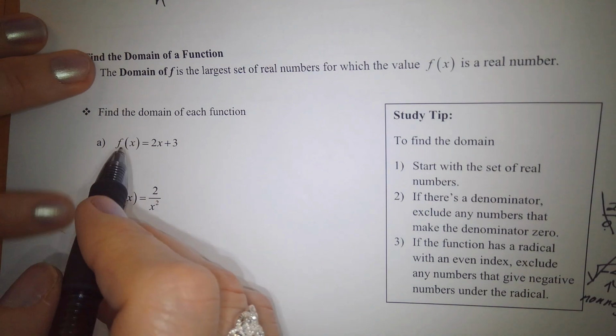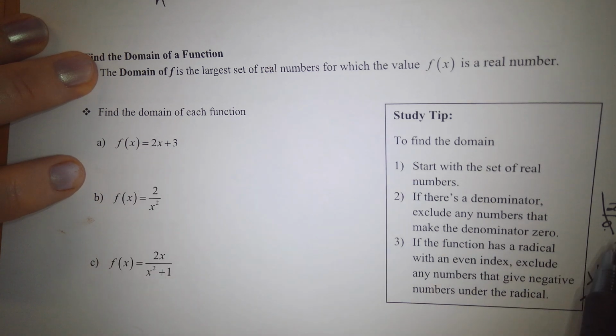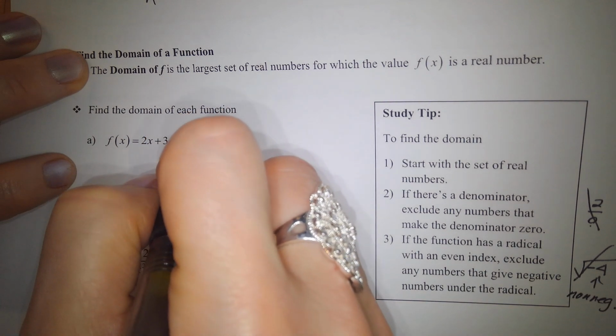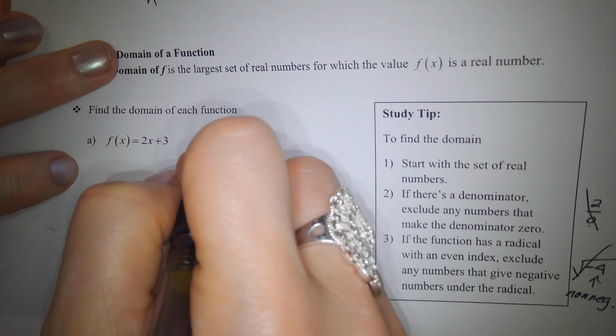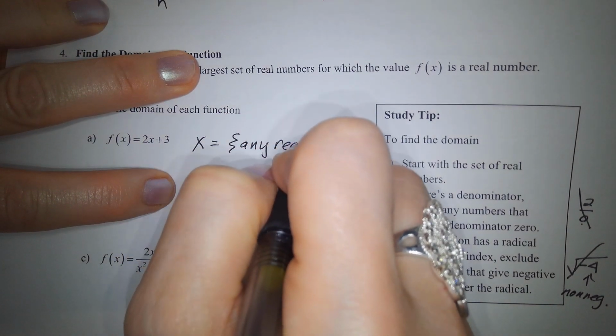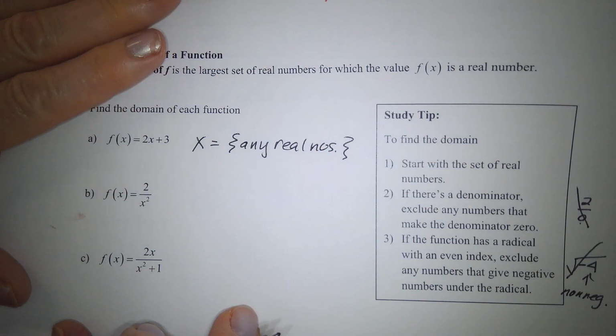The first example I have is f of x equals 2x plus 3. Notice there are no denominators and there are no radicals, so therefore the domain, x can be any real number. There are no exclusions.